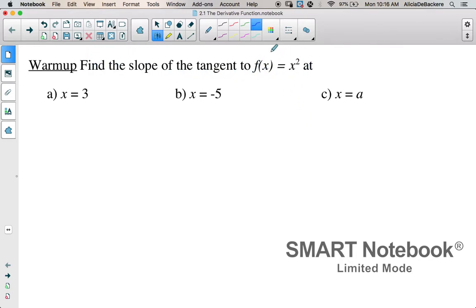We're going to use just the basic parabola function here. And you're going to find the slope of the tangent at these 3 points, 2 numbers, and then just in general, we're going to sub in a for x. I want you to pause the video and do that on your own. I'll set up the first one for you, just in case you're not remembering how to find the slope of the tangent.